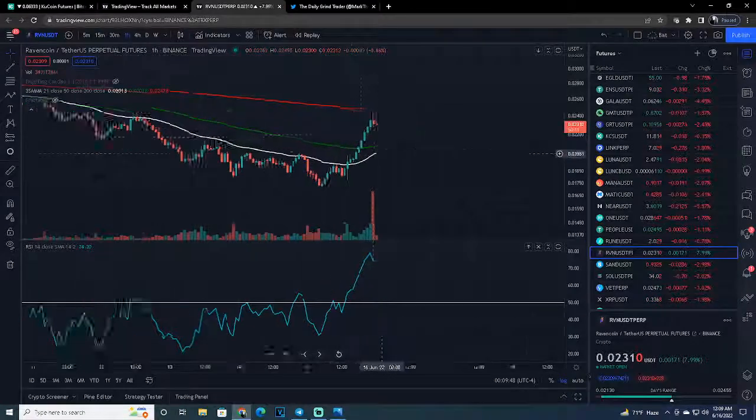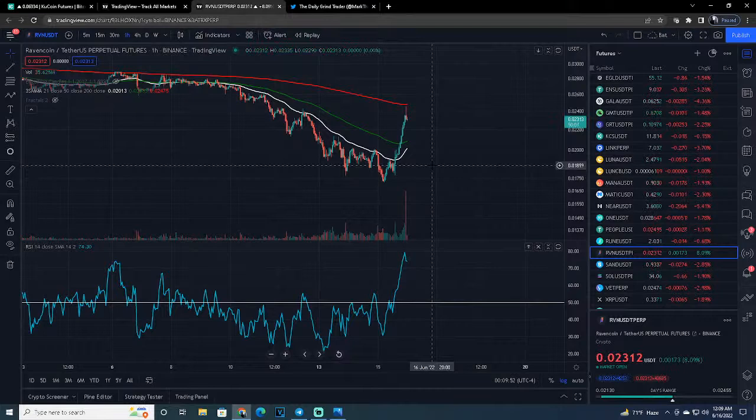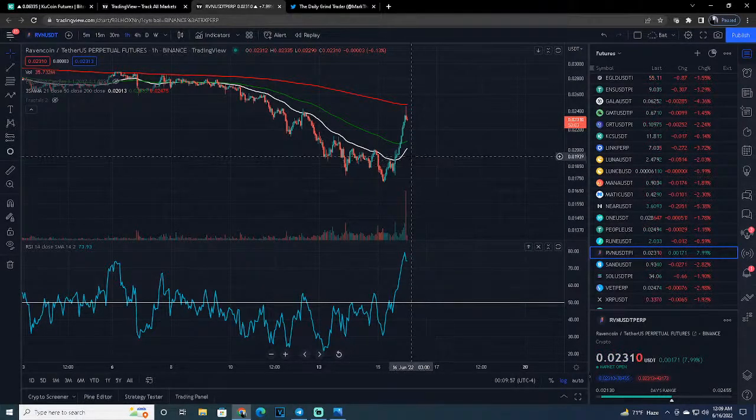But yeah, I love Ravencoin. Ravencoin is one of the only coins that I hold long term, just because I've been mining it for so long, and it wasn't something I ever really intended to trade. It was just mine it and keep adding to my positions, just keep mining and keep getting more and more, as much as I could.